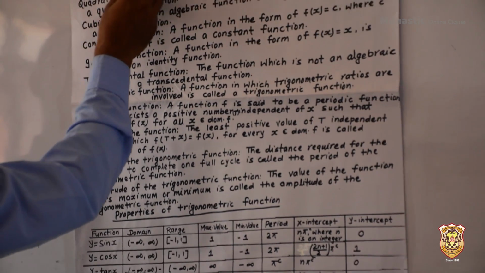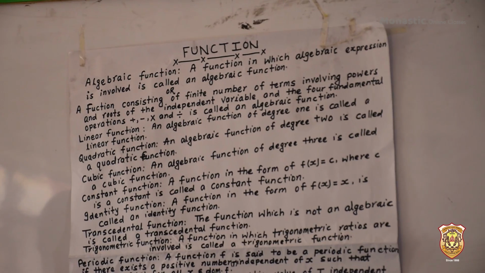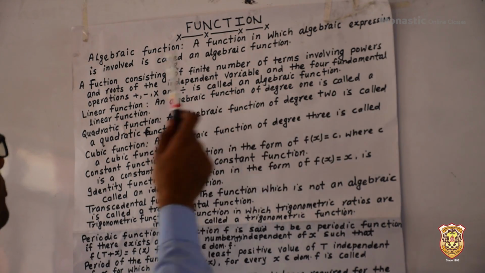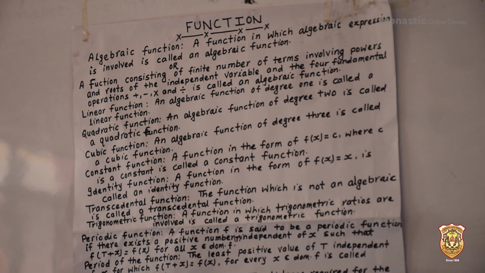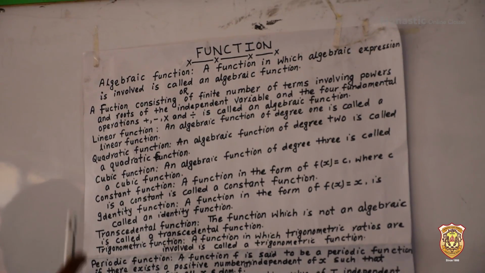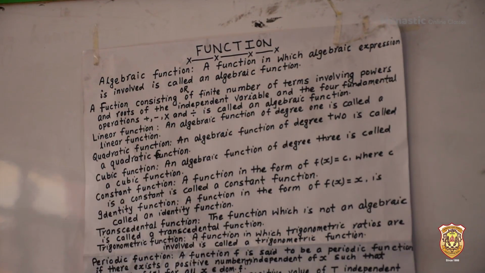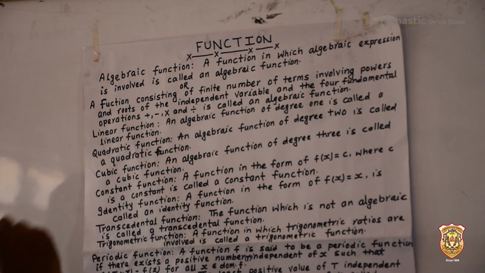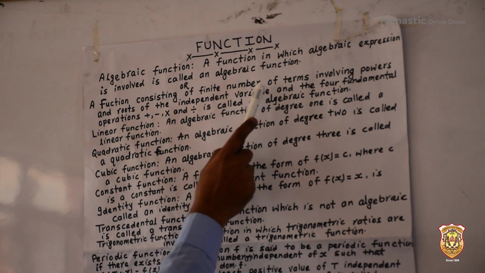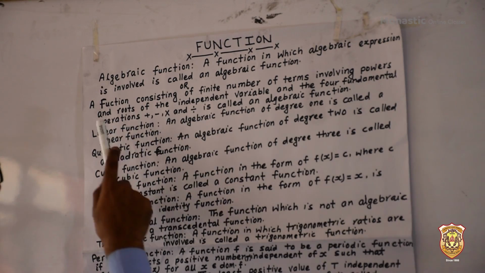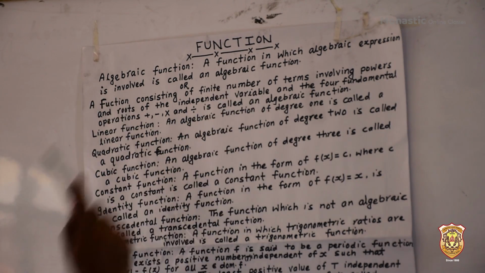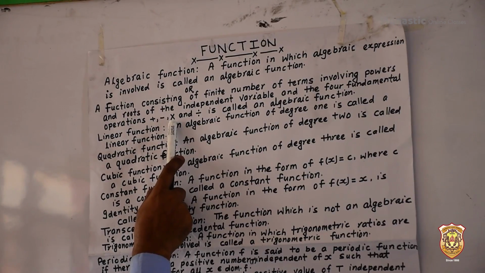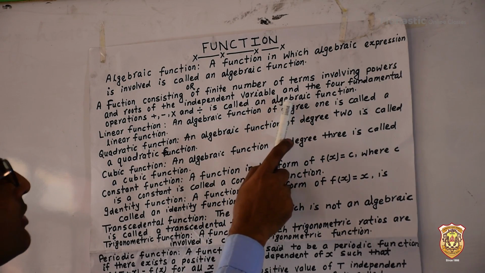That is starting with algebraic function. What is an algebraic function? Simply we can say a function in which algebraic expression is involved. A function in which algebraic expression is involved is called an algebraic function. If you go further in detail, we can define it: a function consisting of a finite number of terms, involving powers and roots of the independent variable, and the four fundamental operations plus, minus, multiply and divide is called an algebraic function.